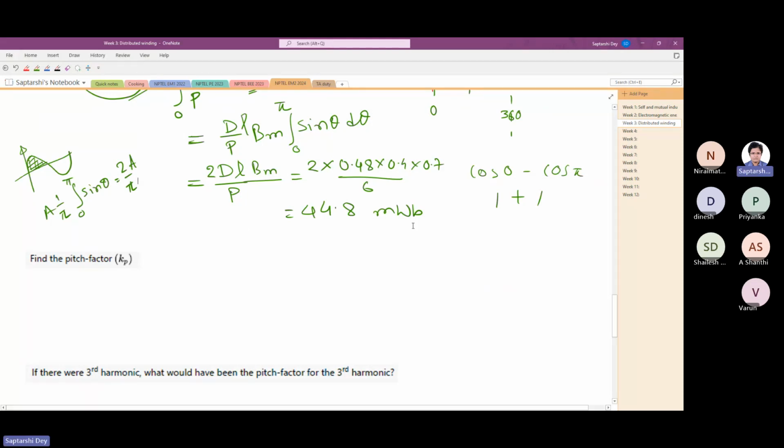Okay, so why does pitch factor arise? Pitch factor arises because we shortchord to reduce the harmonic. So ideally, what is the case?